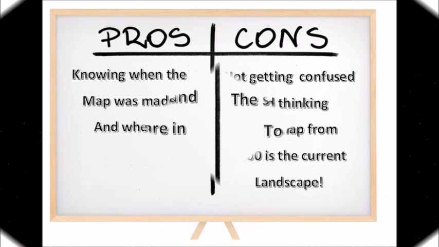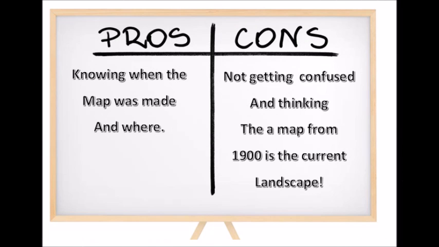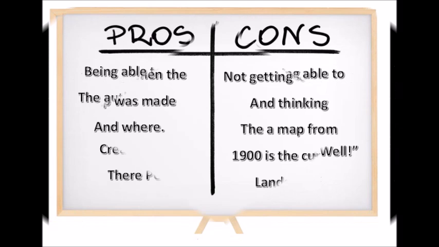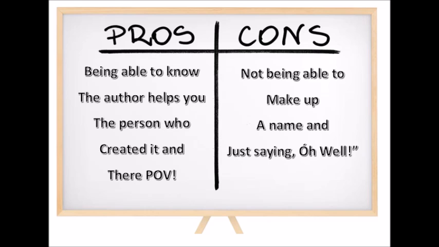Another pro, knowing when the map was made and where. Con, not getting confused and thinking the map is from the 1900s and that's the current landscape. The other pro, knowing the author helps you know who made the map and the point of view. Con, not being able to make up a name and say, oh well.